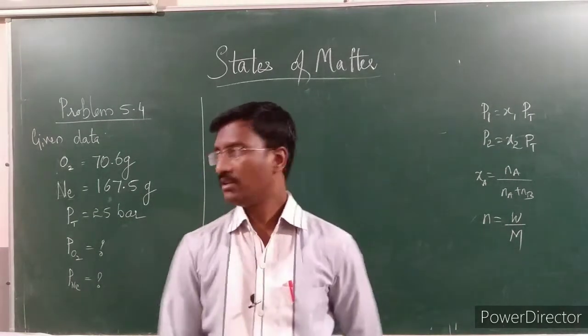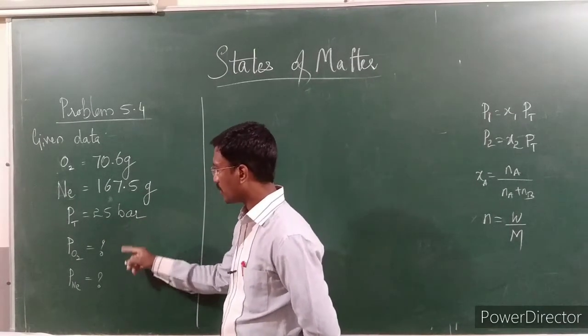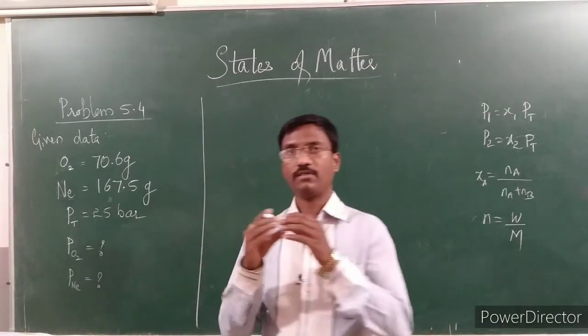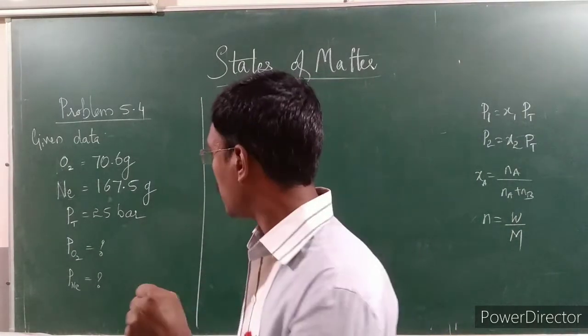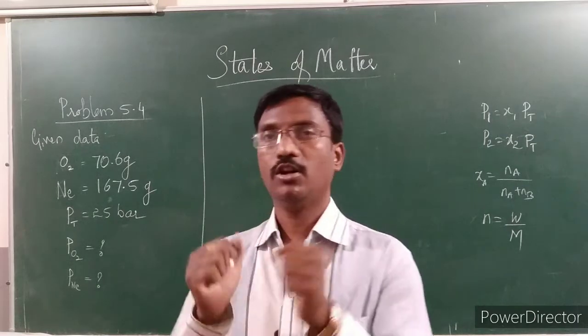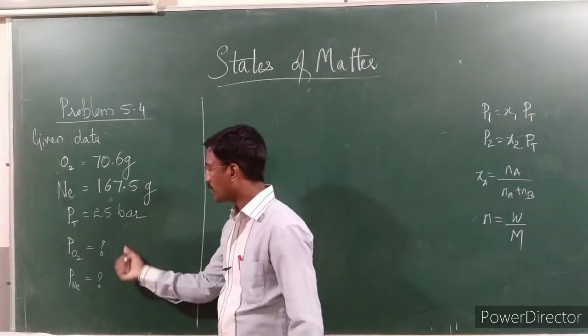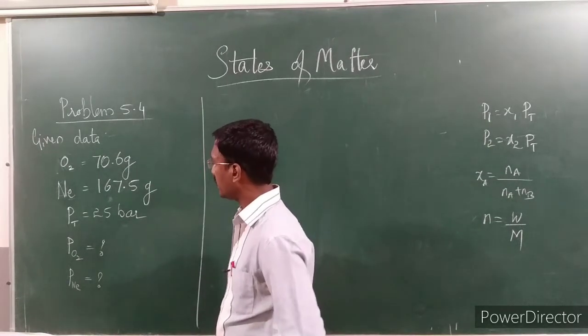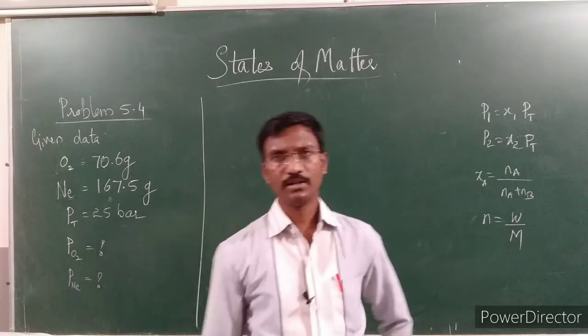So keep in your mind, they have given the total pressure. So 25 bar is the total pressure. Among these 25, some of the pressure is by oxygen and some of the pressure by the neon. Together it is having the 25. So now how we have to calculate the partial pressure of oxygen and neon by this given data. So let's start this one.